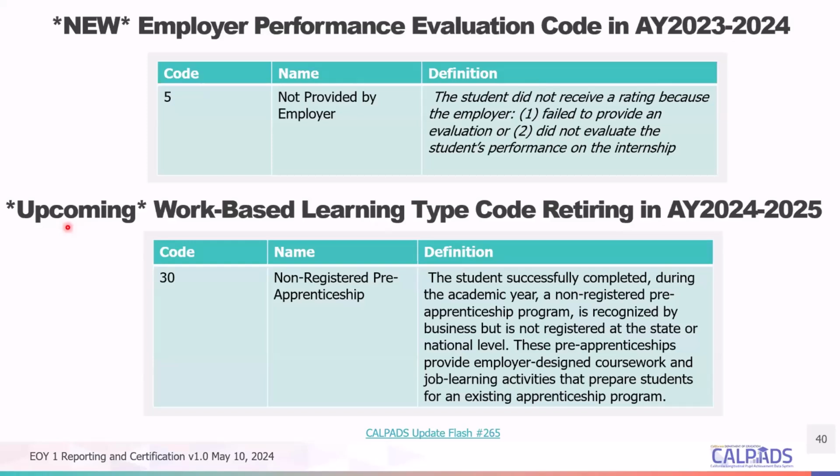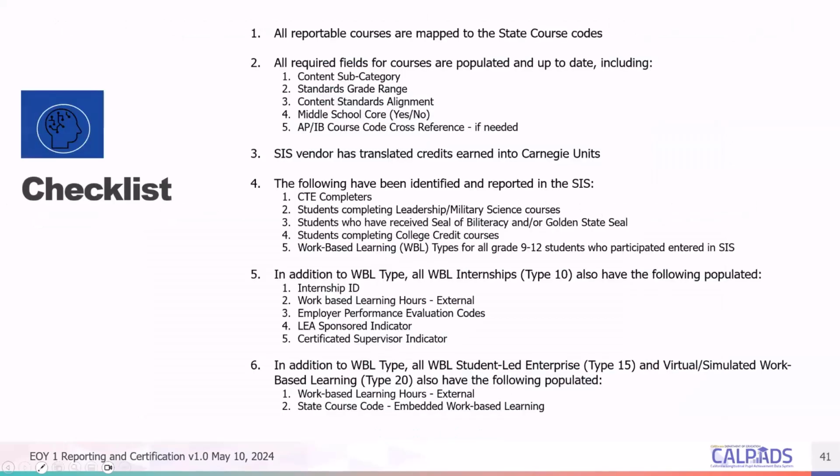LEAs may continue to submit this work-based learning type in 23 to 24, but it will not be used in CCI calculations. And beginning in the 24 to 25 academic year, if this code is included in the work-based learning file, the file will fail on upload. So those are some noteworthy changes in EOY 1. Our noteworthy changes are almost exclusively regarding work-based learning records. There was some updated guidance on the CCI in general, but the work-based learning file really had the big changes with these 2 changes here.